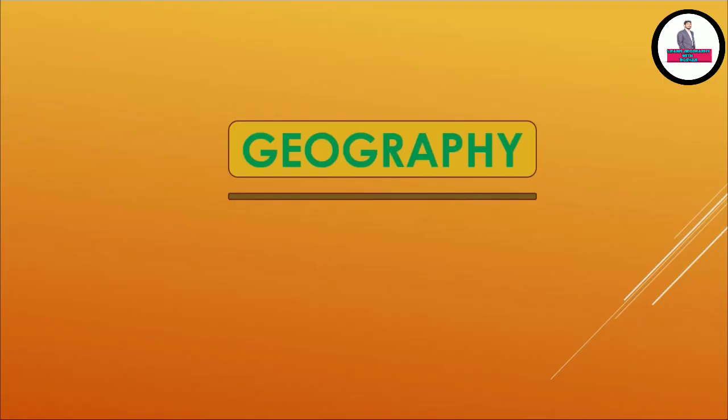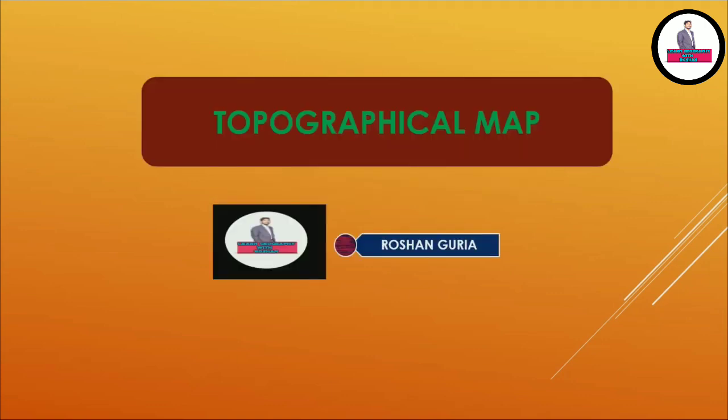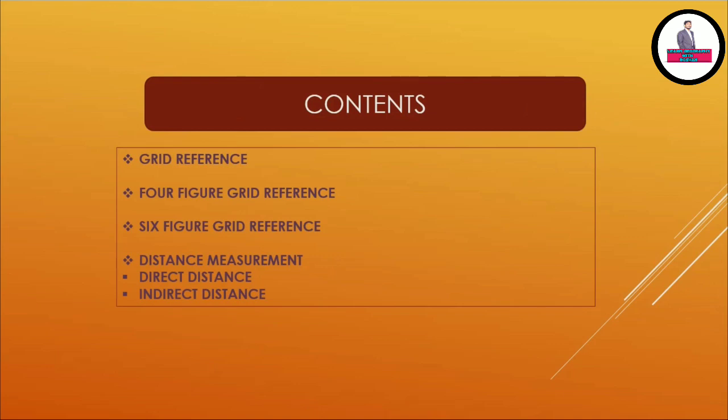In this video we shall discuss about topographical map. We have already discussed a few things in the class. So basically in this video we shall discuss four concepts. The first one is a grid reference. The second one is 4-figure grid reference. Third one is 6-figure grid reference. And fourth one is distance measurement.